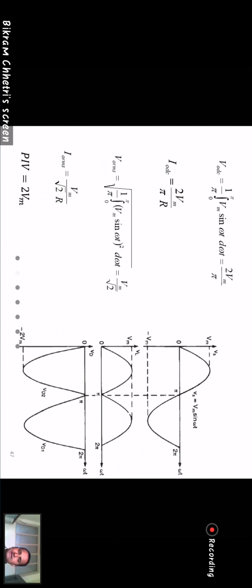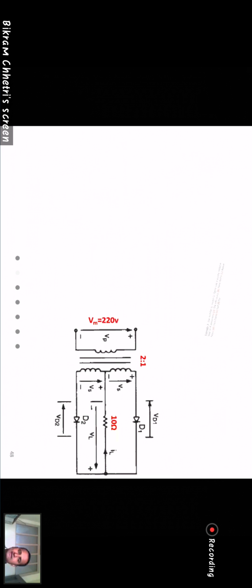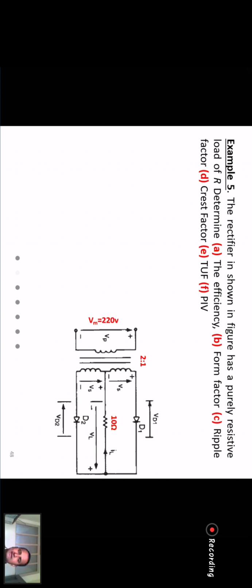I'm not going into detail, because you have already studied these things in analog electronics. The derivations and explanations are exactly the same. The difference is that in this case we are using a power diode only. All these explanations are the same.